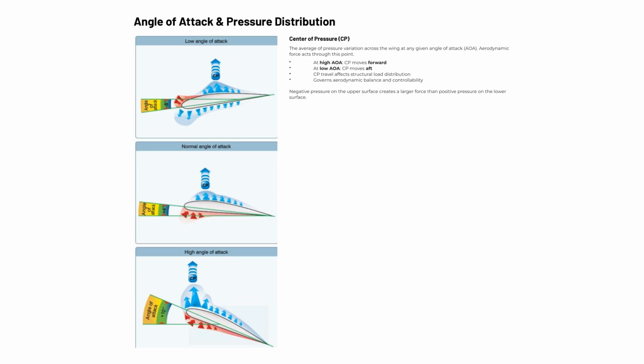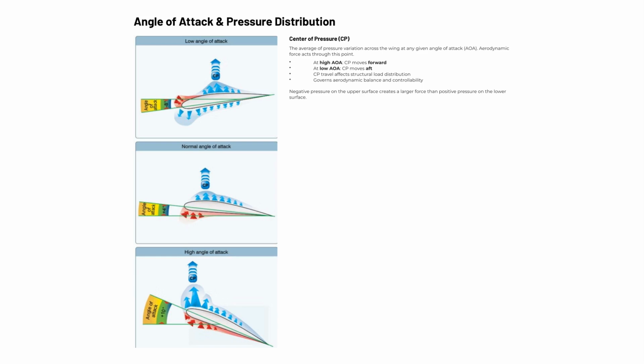When we talk about how a wing actually generates lift, we need to understand where the resulting aerodynamic force is considered to act. That location is called the center of pressure, or CP. The center of pressure is essentially the average point of all the pressure variations acting across the wing surface at any given angle of attack. Think of it as the single point through which the total aerodynamic force is applied.